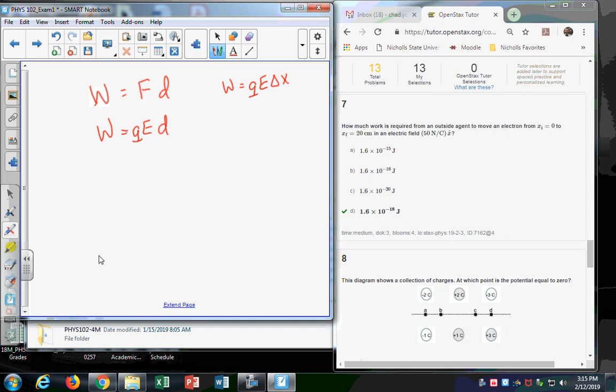And that's what I'm looking for here, the work. So now that I know the equation I'm using, I have everything that's given. Q is for an electron, so that's 1.6 times 10 to the minus 19 coulombs. E is 50 newtons per coulomb. And then D, it's going from 0 to 20 centimeters, so that's 0.2 meters. Then 50 times 0.2 is 10, so it's 1.6 times 10 to the minus 18 joules. Newton meters is the unit for work.